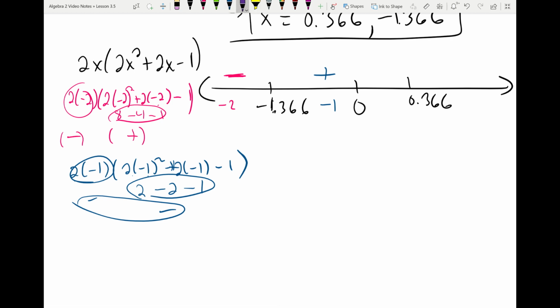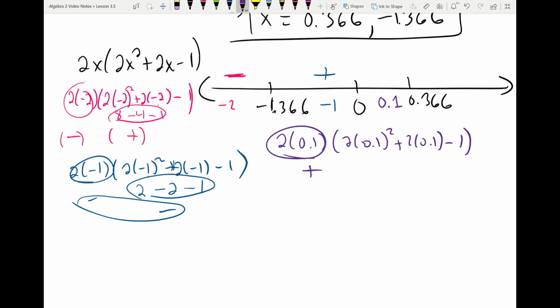Now let's plug in a number between 0 and 0.366, like 0.1. So if I do that, I get 2 times 0.1 squared, plus 2 times 0.1 minus 1. This is going to be positive. 0.1 squared times 2 is 0.02. This is 0.2 minus 1.